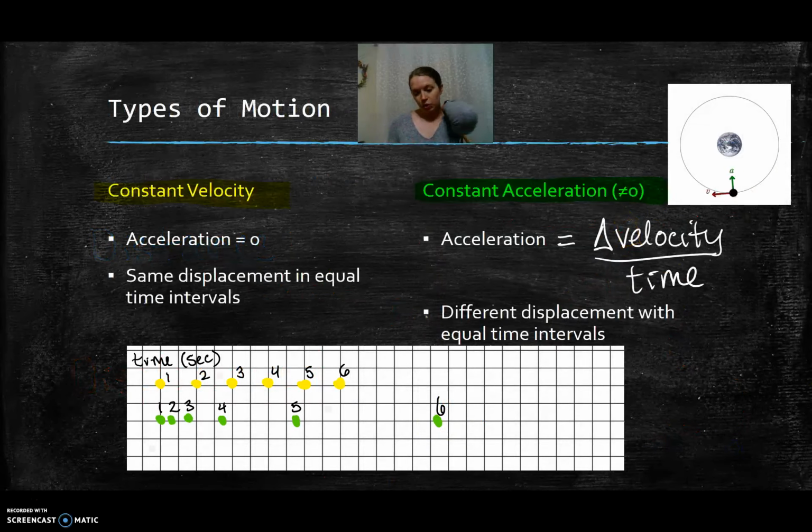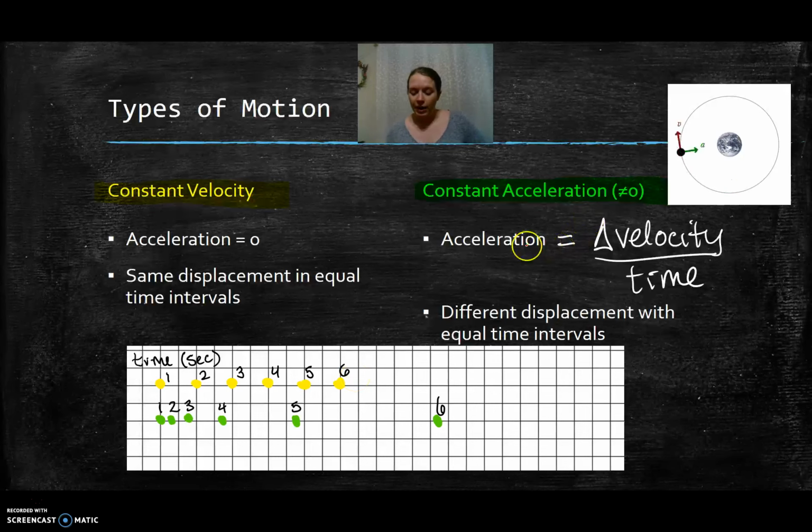So describing motion comes in two categories. We can describe motion as either constant velocity motion or constant accelerating motion. A constant velocity motion means we're moving at the same pace. So the same displacement in equal time intervals, as is shown on this screen with yellow dots. Each of these yellow dots is 2 blocks apart. And this is called a dot diagram. This is one way of describing motion.